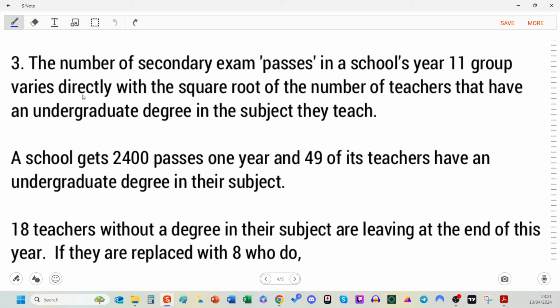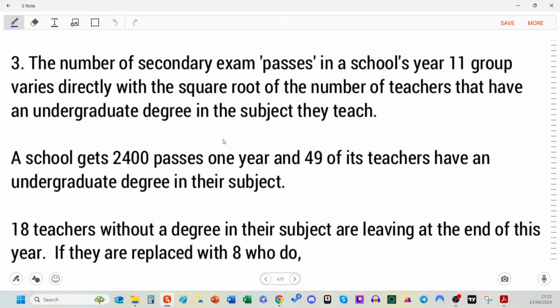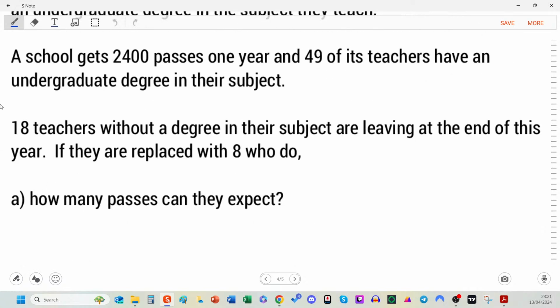With the square root of the number of teachers that have an undergraduate degree in the subject they teach, well, there's another problem. Where are the letters? We'll go back another page. And here it told us to use H and J. So after doing enough of these questions in the basic level, you probably start to want some letters to work with. And this is where you have to give letters if you haven't got them. Okay, so what would be sensible would be to use the letters P for passes.